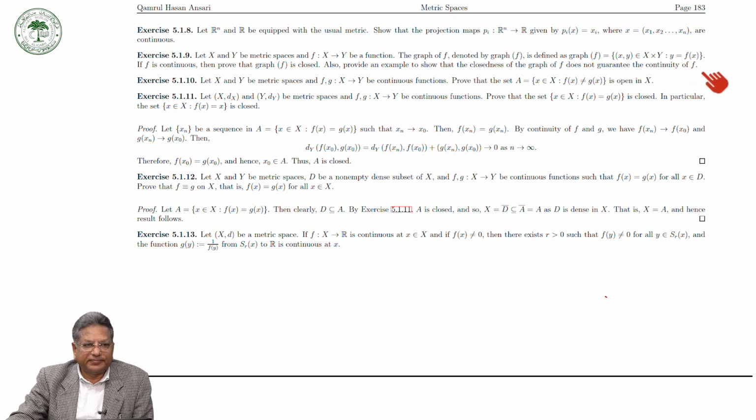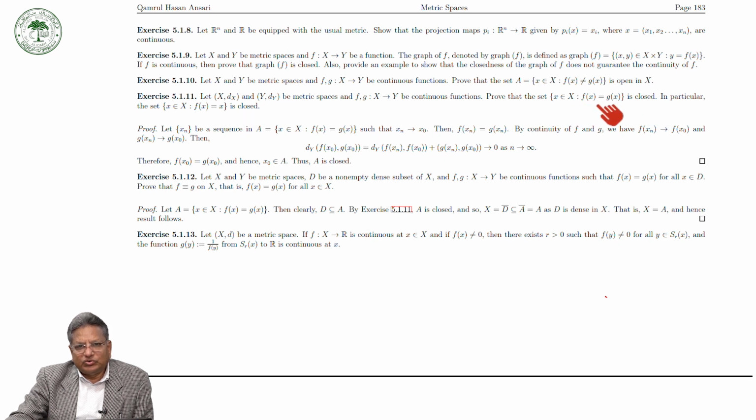That's very important. Now the second thing is, if f and g are two continuous functions from a metric space X to another metric space Y, then the set consisting of elements x in X such that f of x is equal to g of x is closed. In particular, the set of all points x in X such that f of x is equal to x is closed. You can treat this particular case if g is the identity map. From here you will get this one.